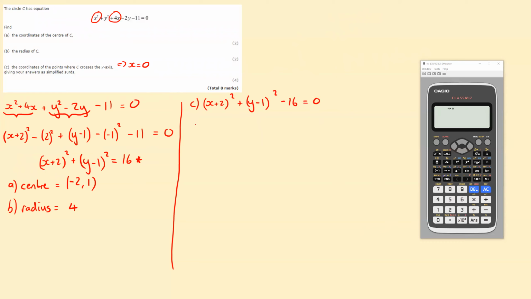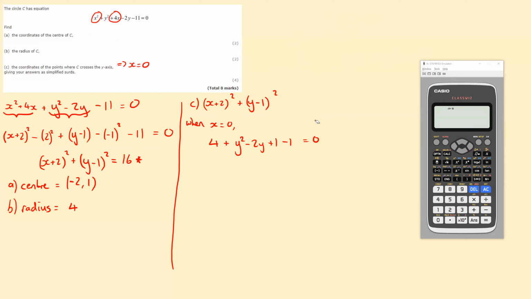So when x equals 0, this then becomes 2 squared, which is 4, plus y minus 1 all squared, which is y squared minus 2y plus 1, and then take away 16 is 0. And I just want to try and solve this. Now, if you did it like this, it's actually a silly way to go about this. We've actually got a much nicer way here to help us.